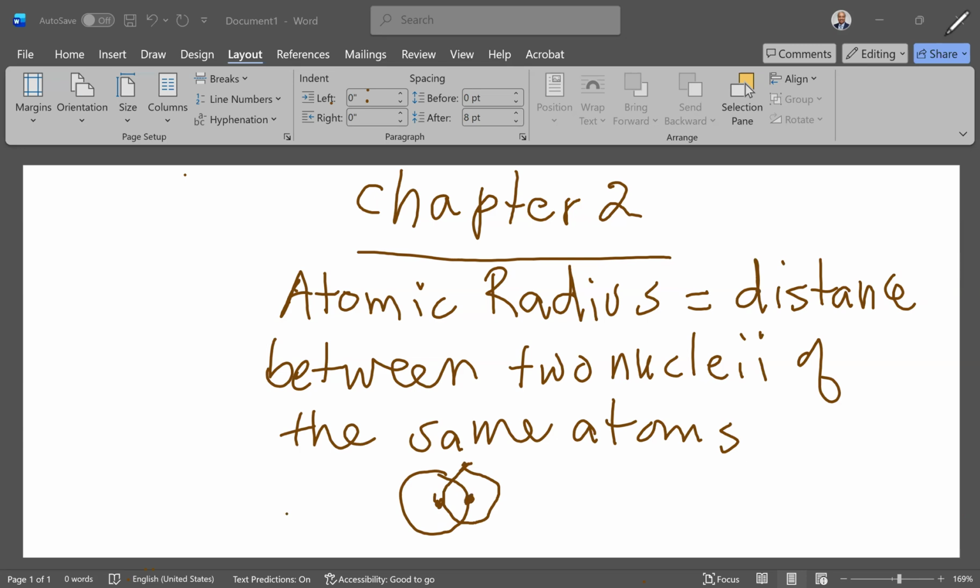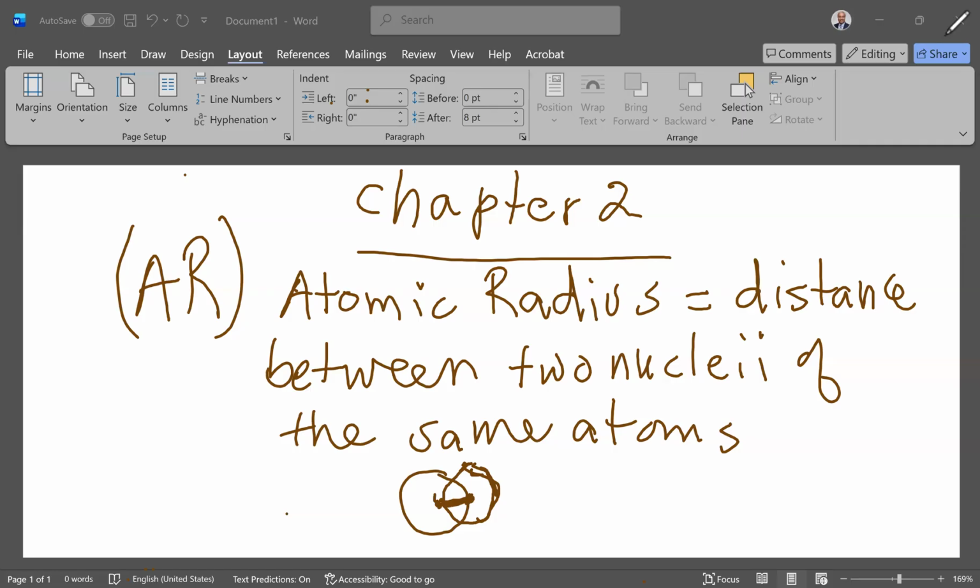So the distance here, this distance here between two adjacent nuclei, this is the same, two atoms of the same kind. When they come adjacent, they come very close to each other. So the distance between the two adjacent nuclei is called atomic radius. So we'll say this is AR. Then in the periodic table, as you will see, the AR, the atomic radius of an atom, will increase from the top to the bottom of the periodic table.